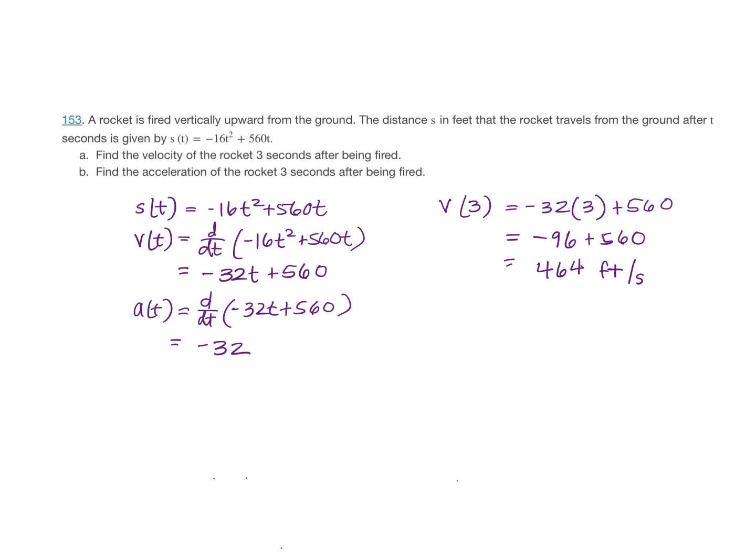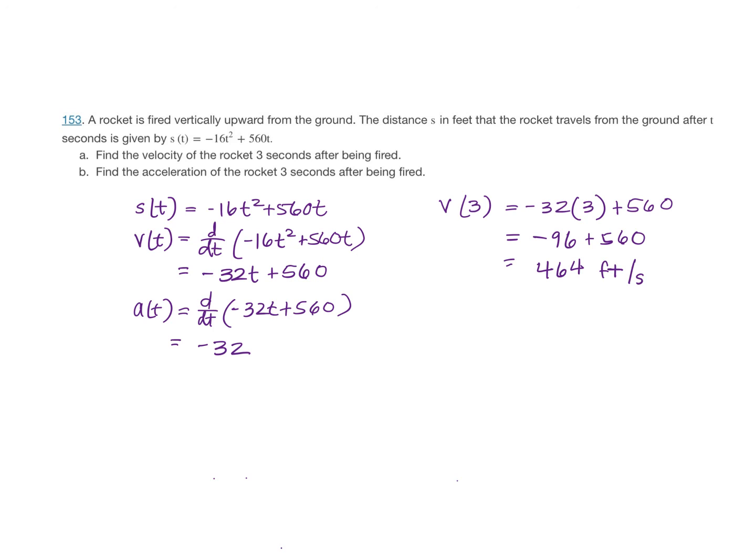And the fact that it's positive tells us what? It should tell you that the rocket is still moving in the upward direction. Remember, velocity positive means the object is going upward, and velocity negative means the object is going downward.